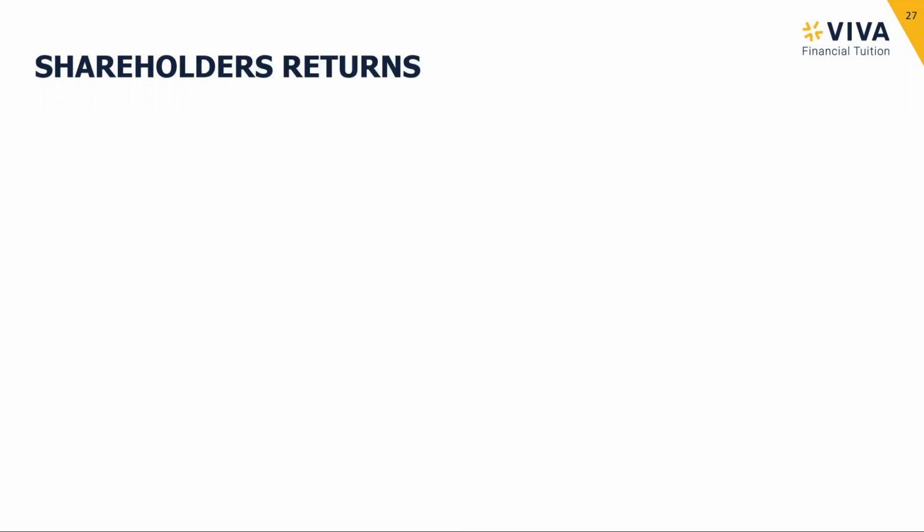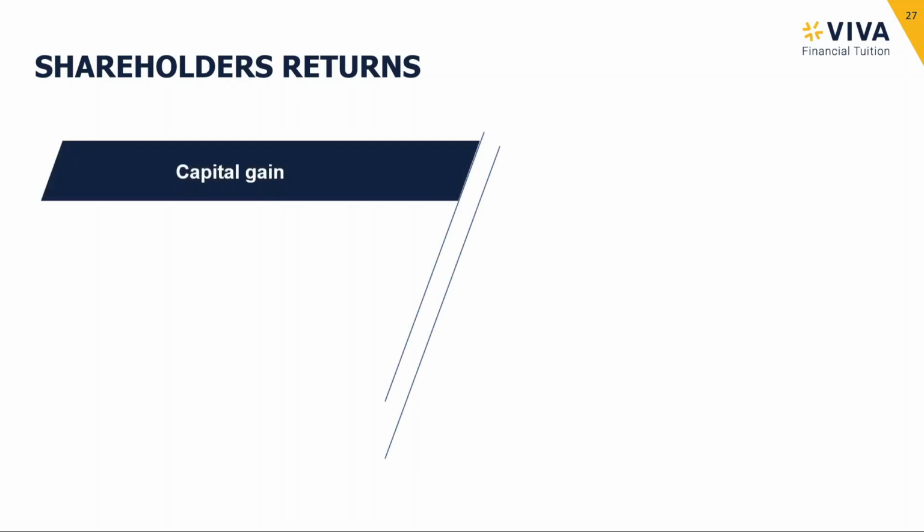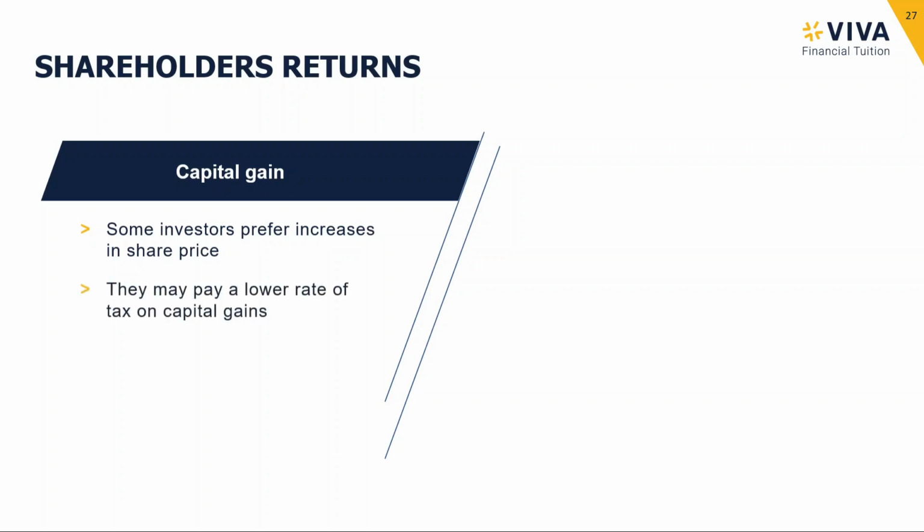We talked about the returns to shareholders, but let's explore each of these in more detail. One of the returns that goes to shareholders is the capital gain. Now, some shareholders prefer to see increases in the share price of a company. That would give them a gain in their capital. Their capital value would go up. They might prefer that because they might pay, for example, a lower rate of tax on capital gains.